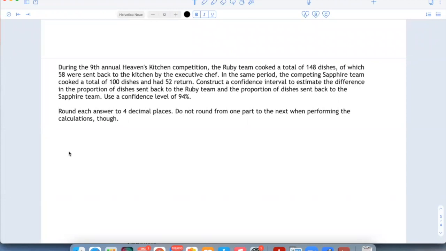Okay, so the first thing we want to do is define our variable. So let p be, what is it we're measuring here? We're preparing dishes and some proportion are sent back to the kitchen. The proportion of dishes sent back to the kitchen.